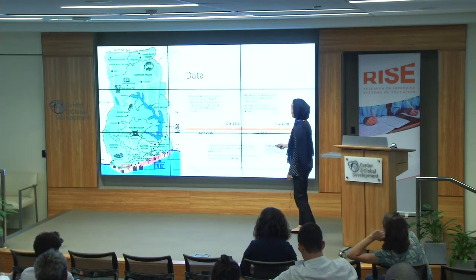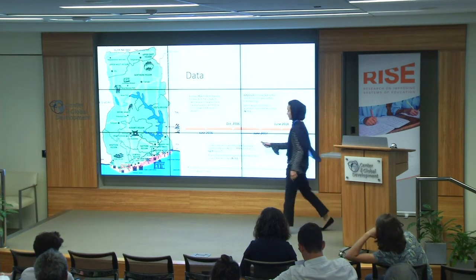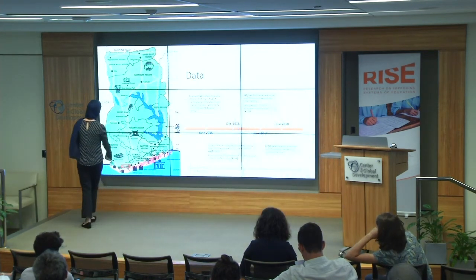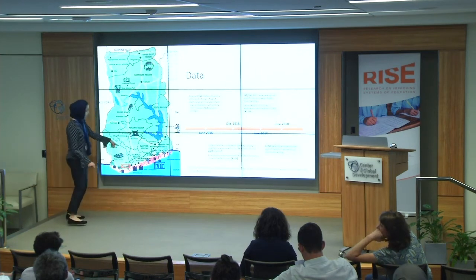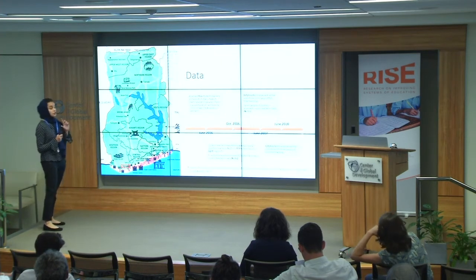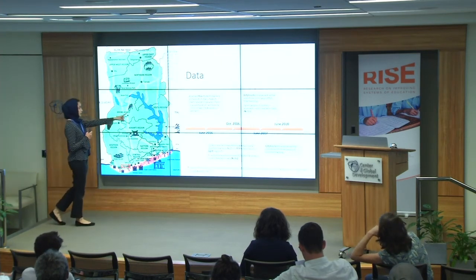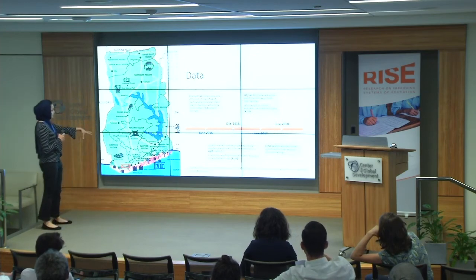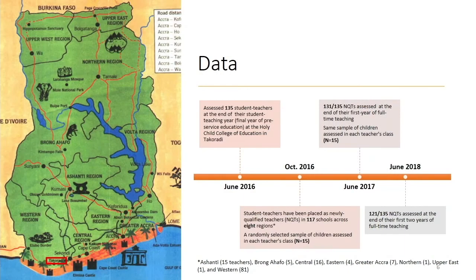So the data that we have here is coming from the western region of Ghana, from Takoradi. And we assessed 135 student teachers at the end of their student teaching year. They're coming from the Holy Child College of Education. And so this was in June 2016. And by the start of the coming academic school year, by October 2016, all these student teachers had been placed as newly qualified teachers in 117 schools across 8 regions in Ghana.